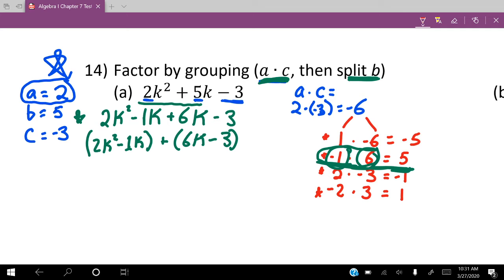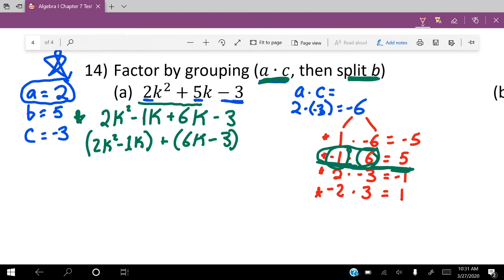So I'm going to start with the first one right here. And I'm going to say, okay, what do these two terms have in common? So what I'm going to do is break it down. I'm going to say 2k squared really breaks down to 2 times k times k. Minus 1k really just turns into minus 1 times k.